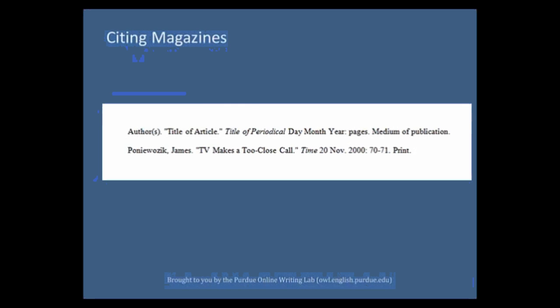Cite magazines by listing the author's name, last name first, followed by a period. Then include the title of the article in quotation marks, followed by a period. Italicize the title of the periodical, followed by the day, abbreviated month, and year in which it was published. After the date, place a colon and include the page numbers of the story, followed by a period. Finally, indicate the medium of publication, followed by a period.